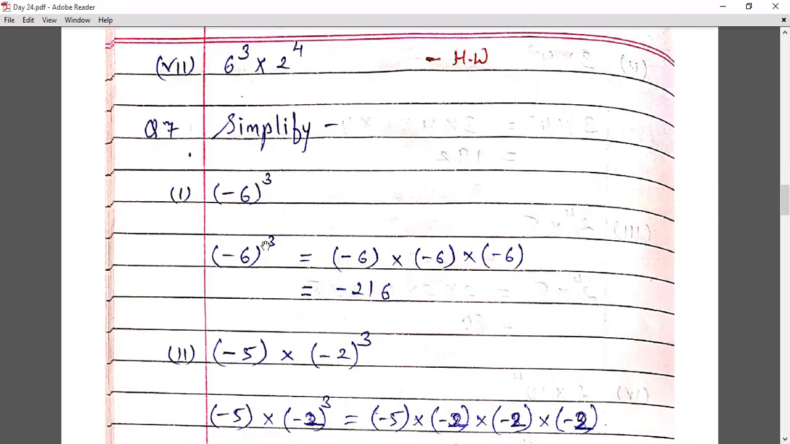Whenever the power of a minus sign is an odd number, then the answer will have a negative sign. If the power of the negative is even, even means divisible by 2, then your answer will be positive.